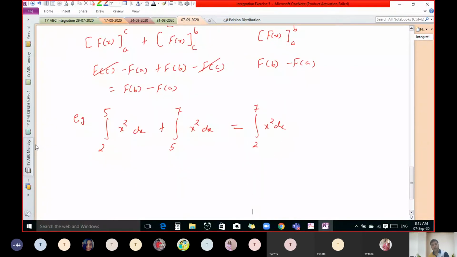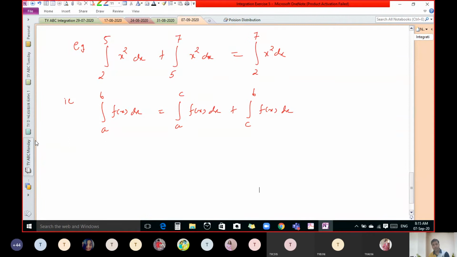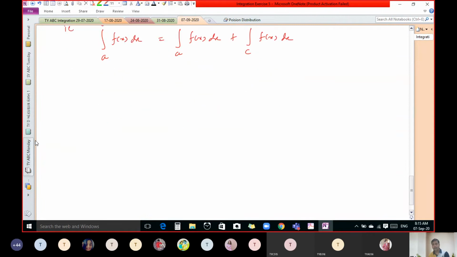So you can write this result in a different way. Integration a to b f of x dx, so you can write a to c f of x dx plus c to b f of x dx. See, these properties you have to learn. There is no other way. In exam, always you will find this question, and it carries 4 to 5 marks.